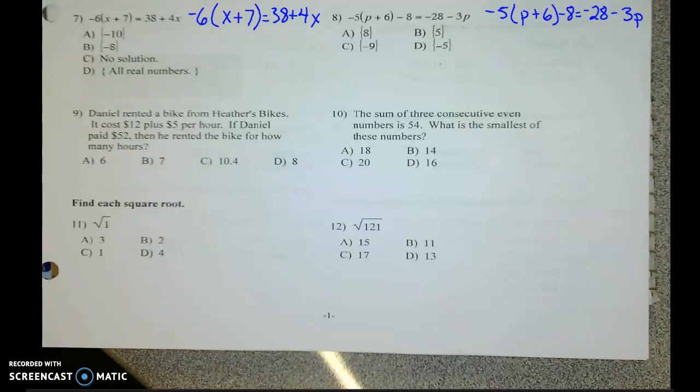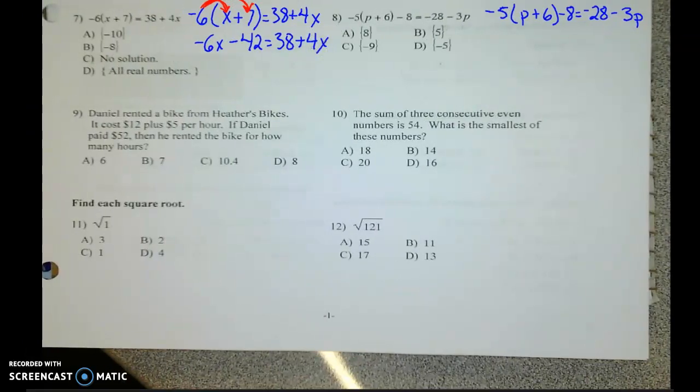Okay, continuing on solving equations. Number 7. Okay, do we have to distribute? Yes, we're going to distribute right here. This negative 6 has to be multiplied times x, and then negative 6 times 7. So negative 6 times x gives us negative 6x. Negative 6 times 7 gives us negative 42. And then bring down everything else.